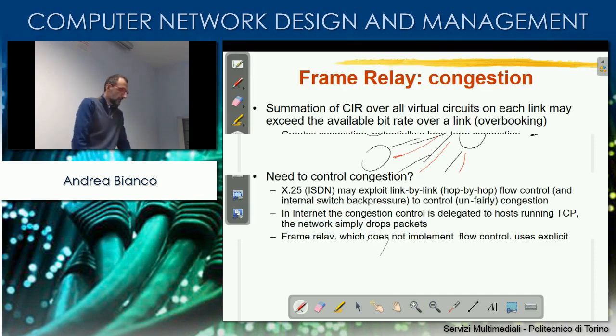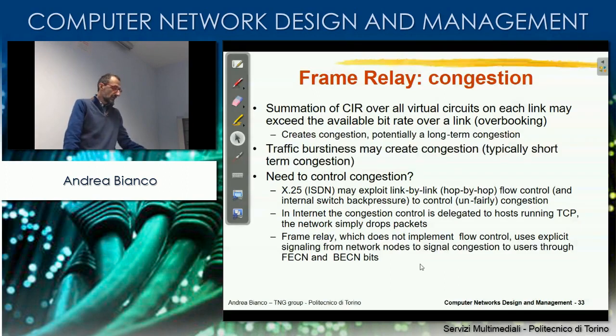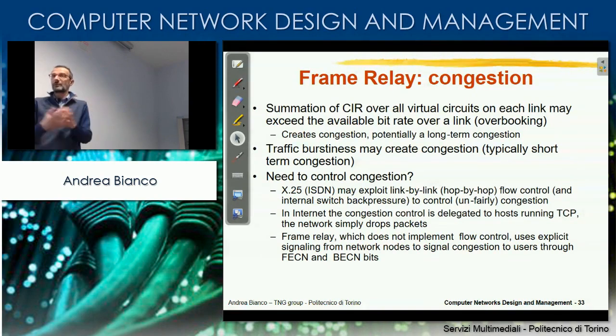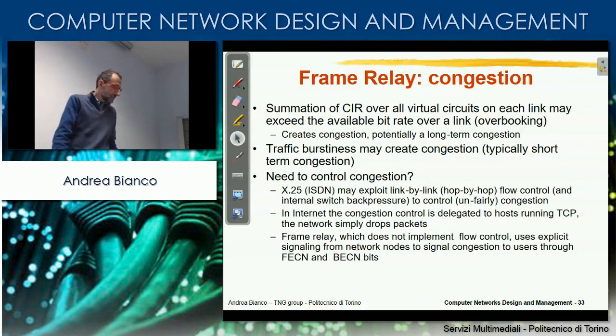So basically, this is what is written here. X25 or ISDN may exploit link-by-link flow control and internal switch back pressure to control congestion, but not in a proper way. It's completely unfair. It's blocking a large portion. It's not working, but still something is happening. You will reach the users which create this problem, so you will block them sooner or later, but you will block a large portion of the network and a large portion of users. So what can we do better than that?